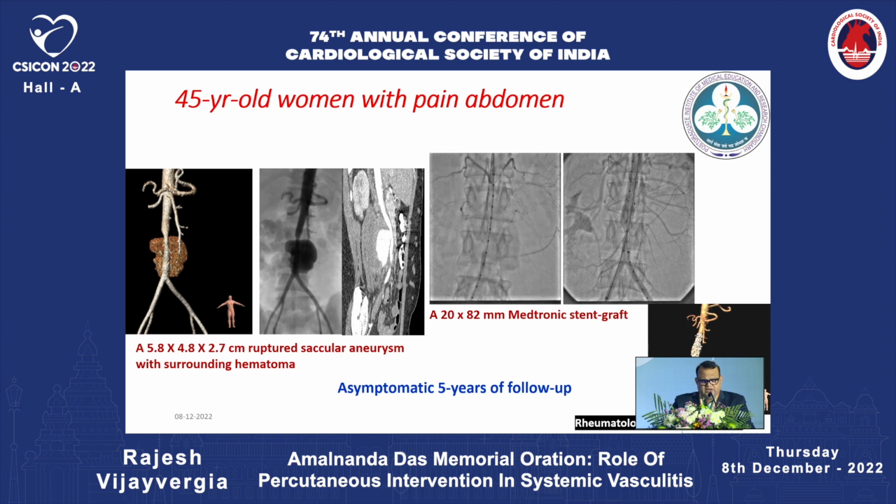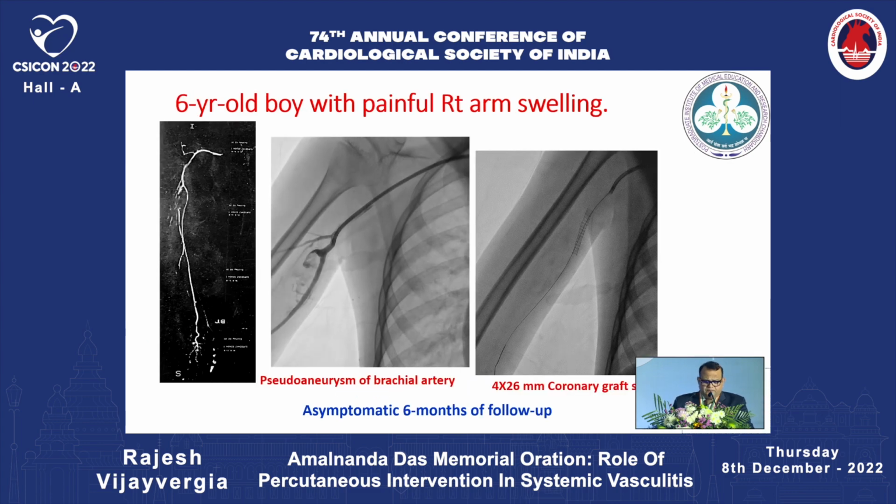So this particular lady, a known case of Behçet's disease, presented with pain abdomen, found to have an infrarenal abdominal aortic aneurysm with marked hematoma surrounding it. So it's basically an impending rupture, which was treated with a graft stent and had an asymptomatic 5-year follow-up.